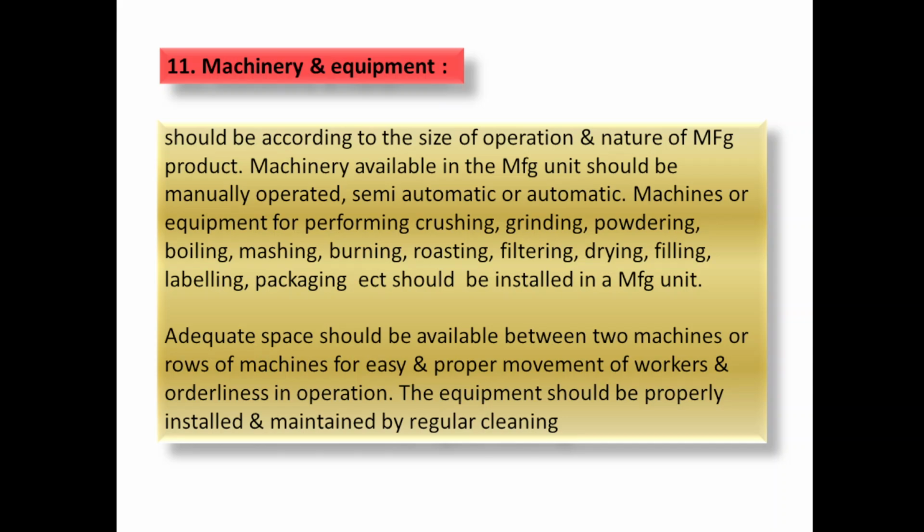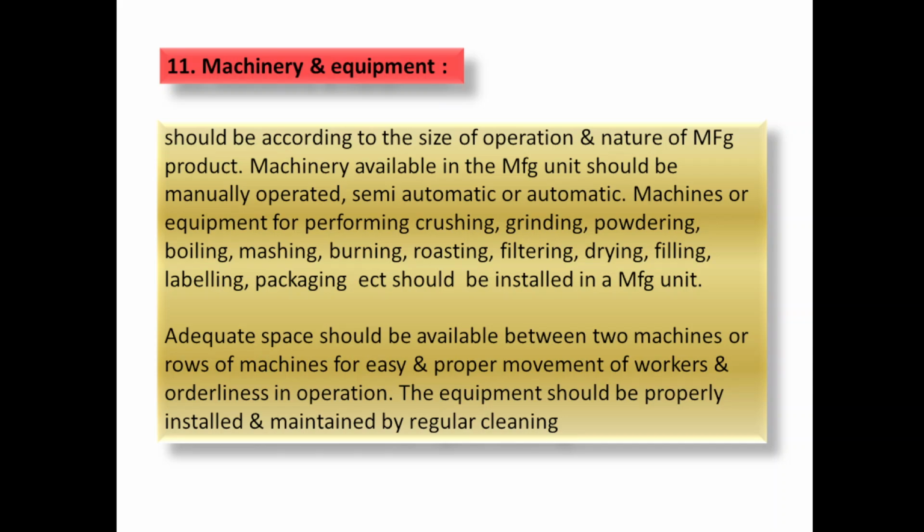If any manufacturing unit is manufacturing different herbal formulations, then it requires different types of machineries: crushing and grinding to make a powder, a boiling machine is also needed, mashing, burning, roasting, filtering, all these machines are required, as well as labeling and packaging machines are also needed in a manufacturing unit.